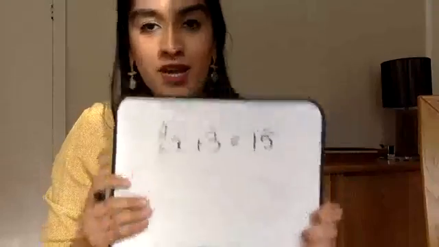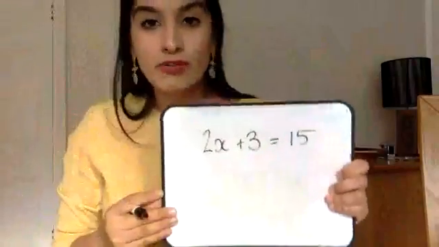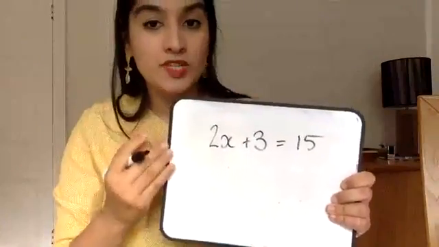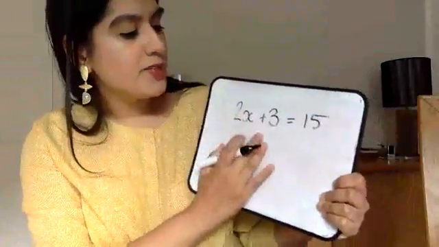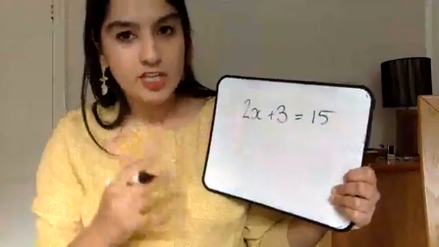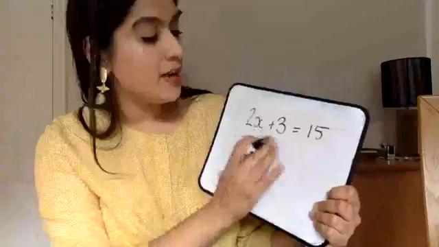Remember your rules. It's an equation. Two things are balancing. We've got two sides of the equal sign. They're both balancing with each other. Whatever happens on one side happens on the other, okay? So I've got 2x plus 3 is equal to 15. I want to eventually get it in the format of x is equal to something. First thing I might want to do is get rid of this 3.